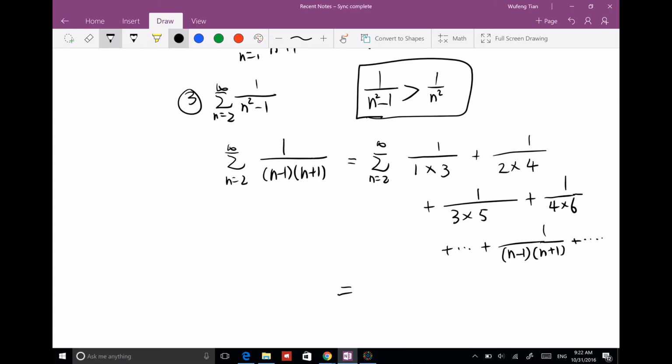So the first one is 1 times 1/3. I can change it to 1 minus 1/3. Is that okay? Yes? Okay, so the second one I can change into 1/2 minus 1/4. So my question is, is there anything I need to do to keep them the same value? If I split into 1 minus 1/3, split into 1/2 minus 1/4, and I split this one into 1/3 minus 1/5, what else do I need to do?